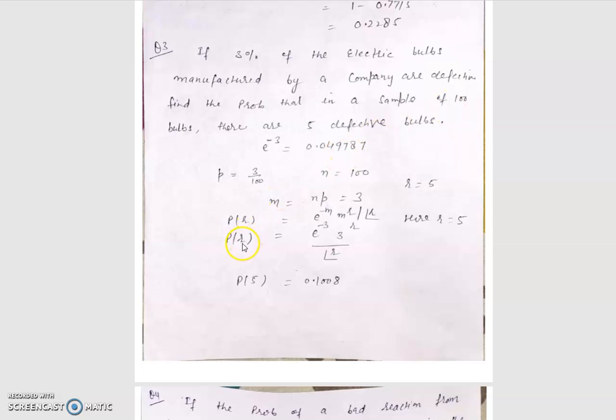Substitute r equal to 5 here. The value of m is n into p, where n is 100 and p is 3 upon 100, therefore m is equal to 3. Substitute m equal to 3 in the Poisson distribution, e to the power minus 3, 3 to the power r upon factorial r, with r equal to 5. The probability of 5 defective bulbs is 0.1003.